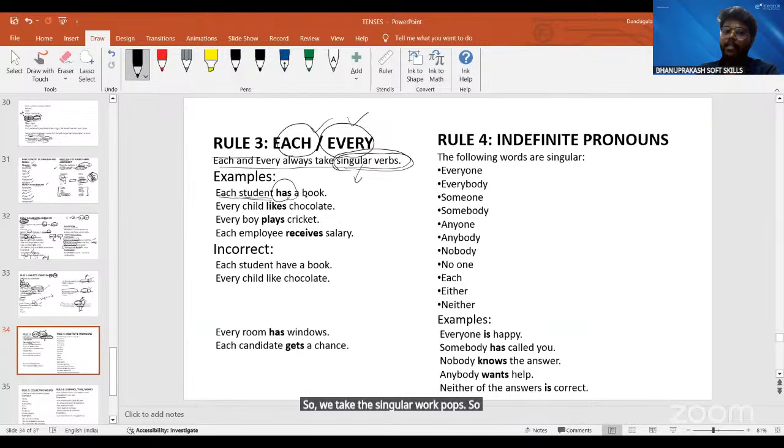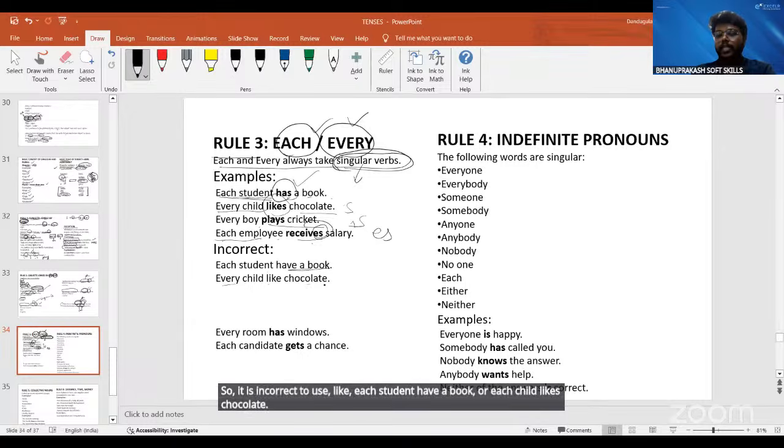So "each student has a book." If we say "each student have a book," it is wrong. Have is used for plural. As each and every take only singular, we should use "has." "Every child likes chocolate." Again, s form. "Every boy plays cricket." So "plays," s form. "Each employee receives salary." Again, "receives," es form. Okay. So it is incorrect to say "each student have a book" or "each child like chocolate." So these are wrong.